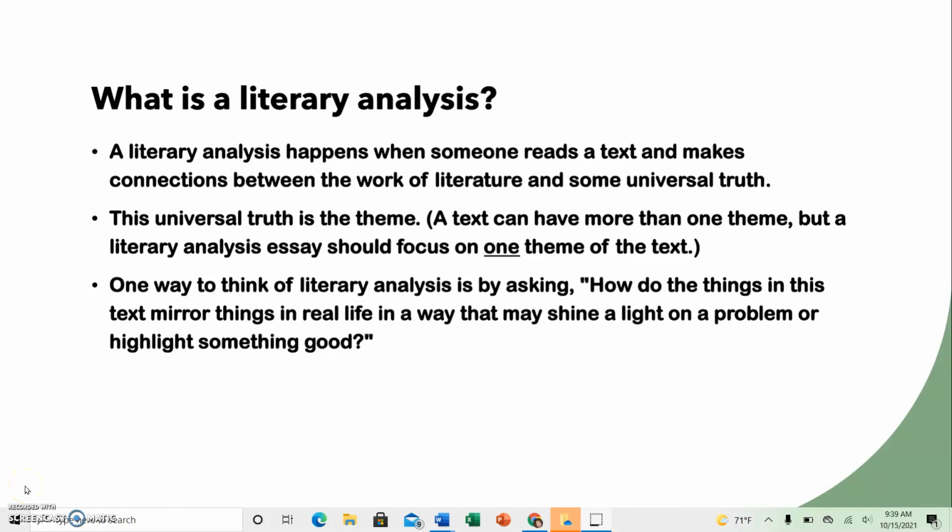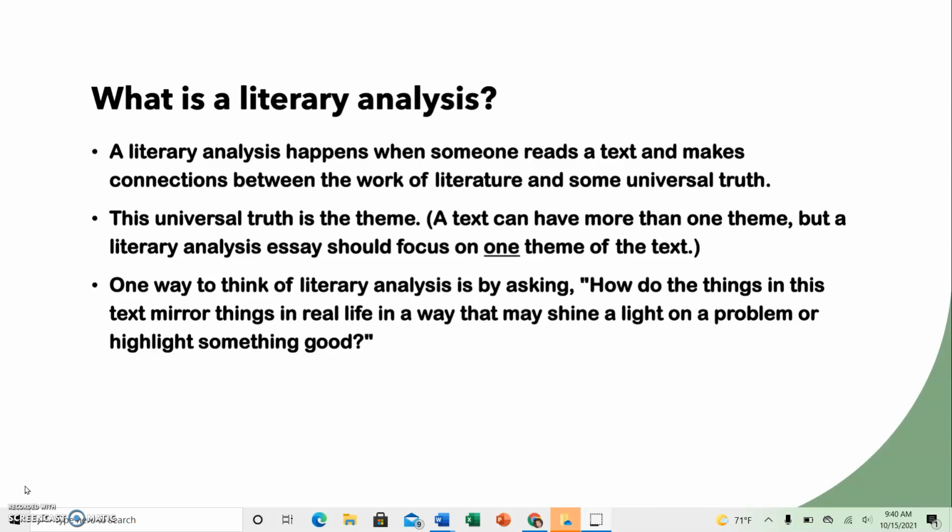For your literary analysis, you need to start by understanding what a literary analysis is. A literary analysis is simply something that happens when someone reads a text and makes connections between the work of literature and some universal truth. What it's like to be a human being can be considered a universal truth, something that we all have in common. So the universal truth that you discover when you are reading a work of literature is what you will identify as the theme of that work.